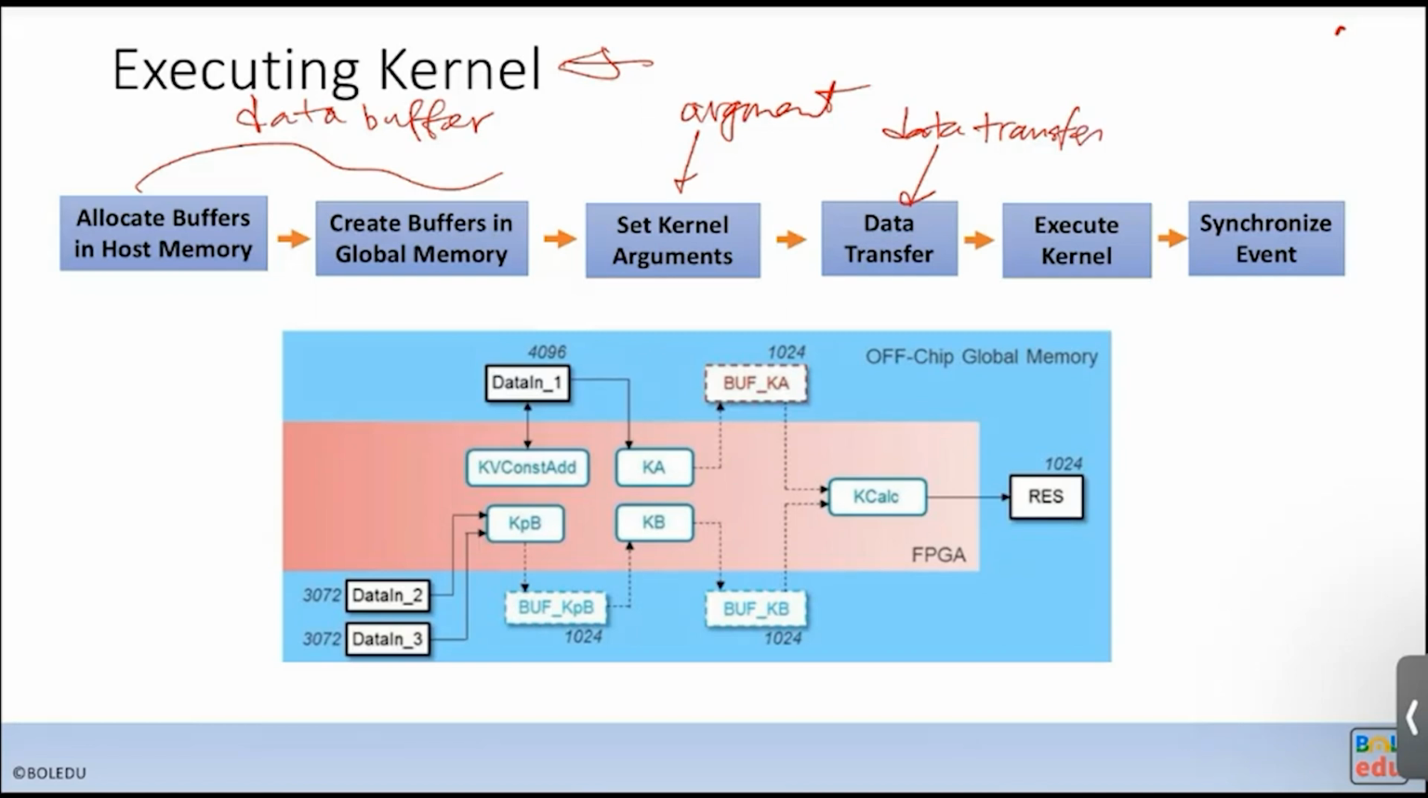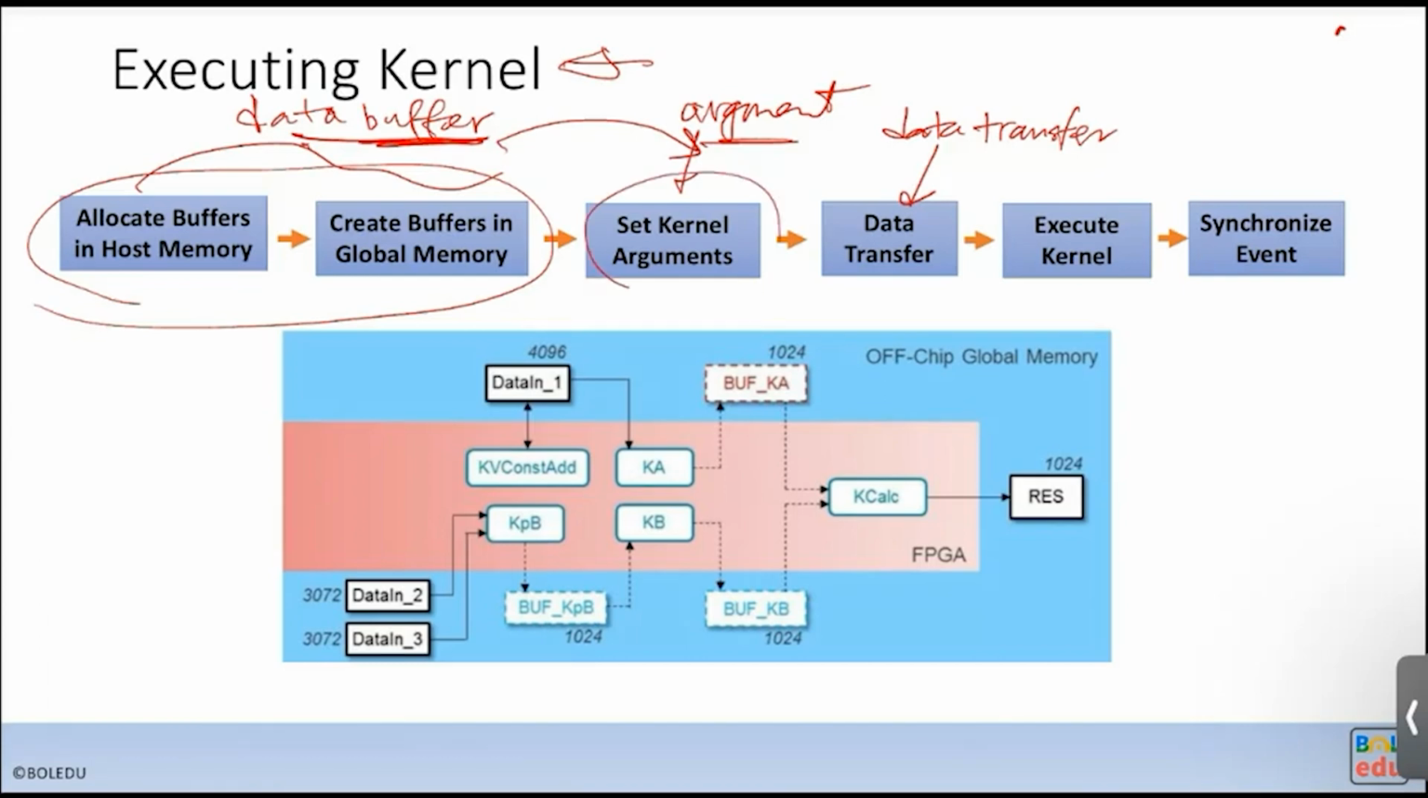Okay. So you have to set up the buffer first, because the buffer address has to be set up into the kernel argument. So that's why you have to remember the sequence. You have to follow the sequence. Without the data buffer allocated first, you cannot program the argument. Only if you create the argument, then you can do the data transfer.